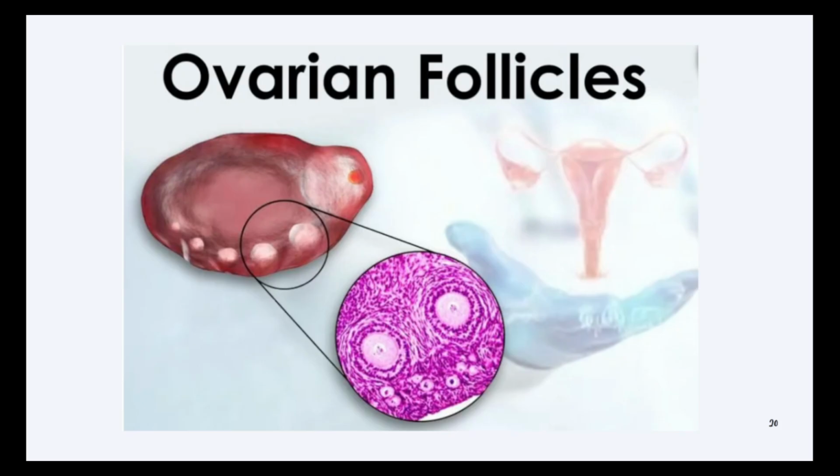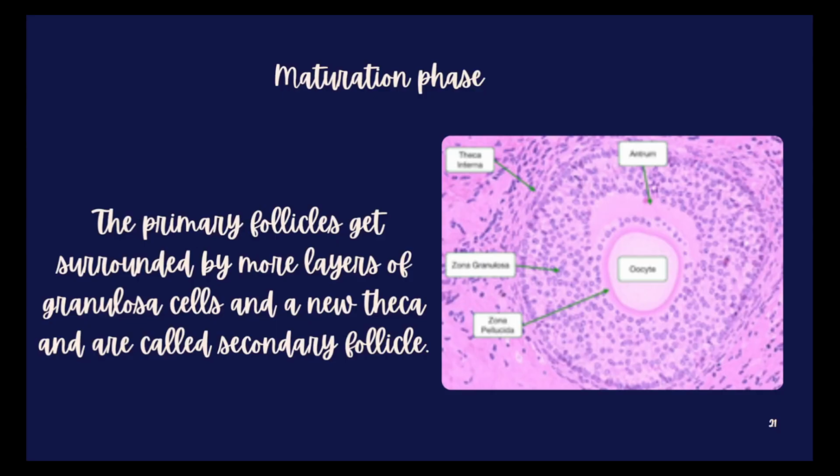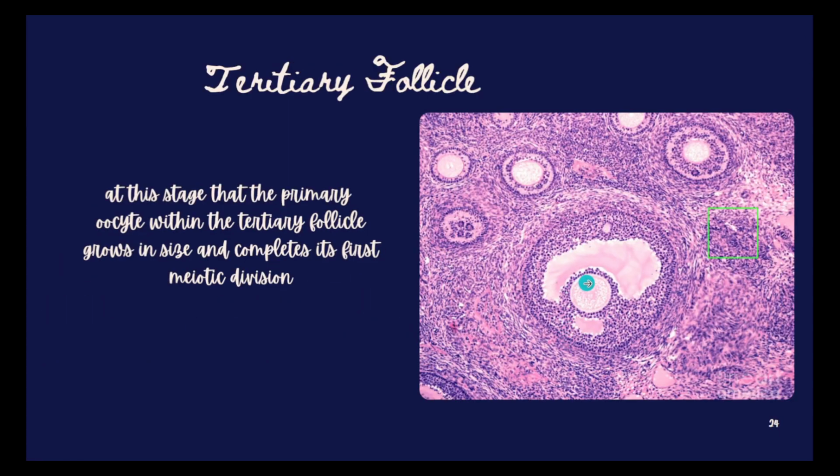At puberty, the ovarian follicles start to mature. During this maturation phase, the primary follicles get surrounded by more layers of granulosa cells and a new theca to form the secondary follicle. The cell within is still called the primary oocyte. The primary oocyte within this tertiary follicle grows in size.